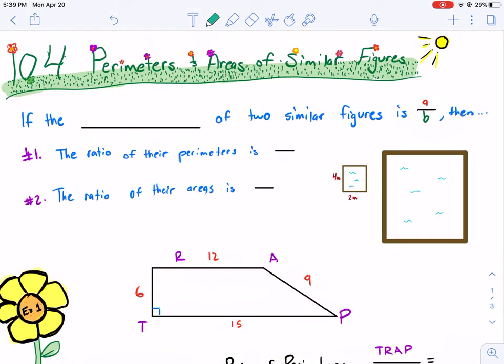Welcome, geometry students, to section 10.4, perimeters and areas of similar figures.